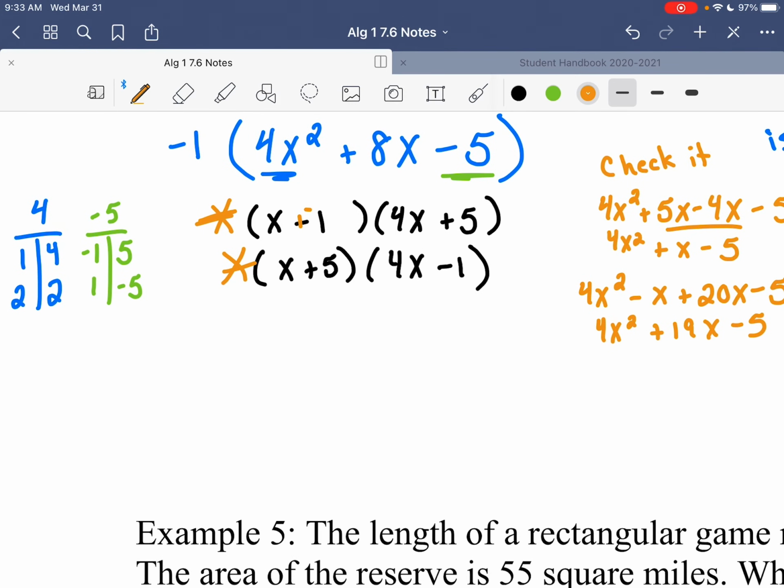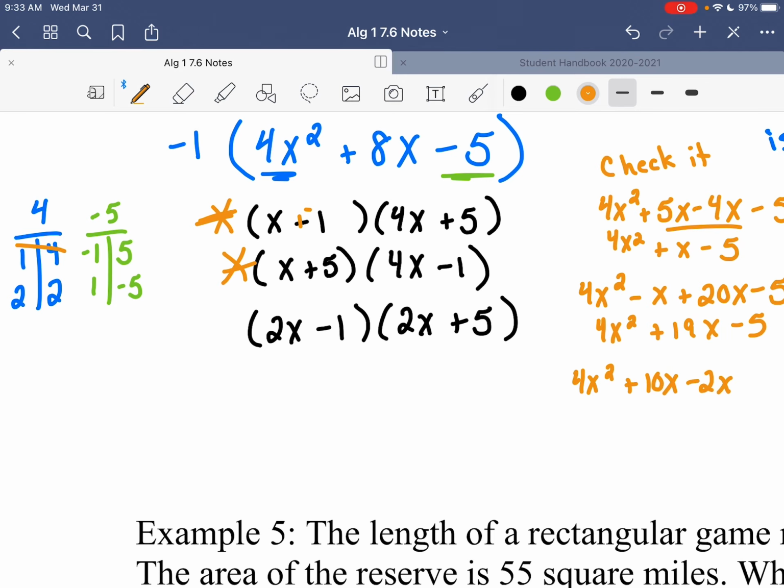All right, let's try, what about 2 and 2? So we tried the 1 and 4 with the negative 1, 5. Why don't we try 2 and 2 next? So we'll go 2x and 2x, minus 1, positive 5. Let's check it. So 4x squared plus 10x minus 2x. Hey, I think it's going to work.